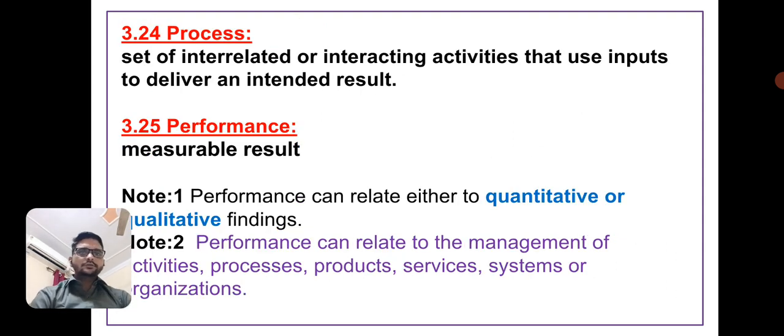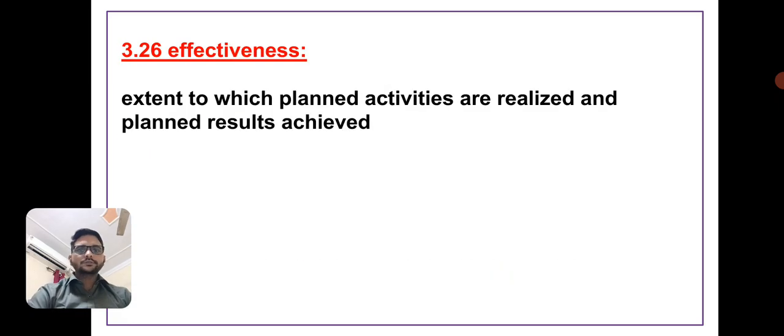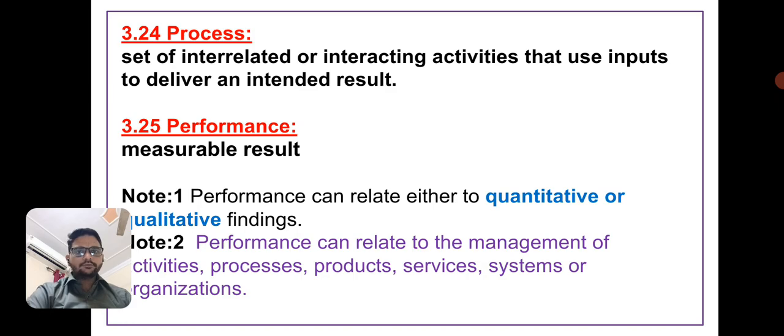Processes: I already made a video on the process approach, in ISO 9001 and IATF 16949 2016. We will provide a link so we can see the detail about the process approach. What is a process? A set of interrelated or interacting activities that use input to deliver an intended result. That means a set of interrelated or interacting activities that convert input into output or deliver an intended result. That is a process. Performance is a measurable result. Performance can relate to either quantitative or qualitative findings.